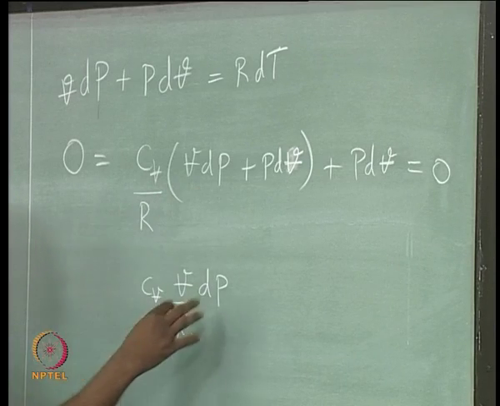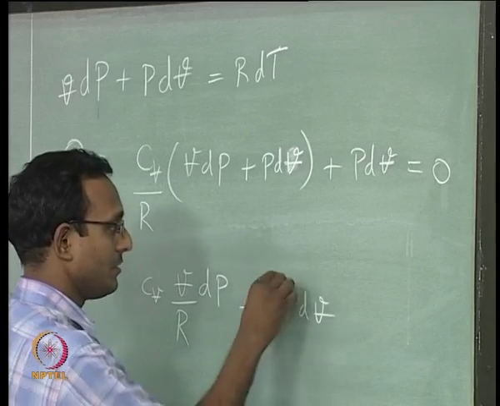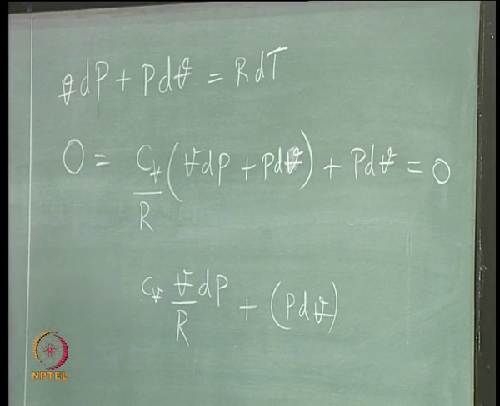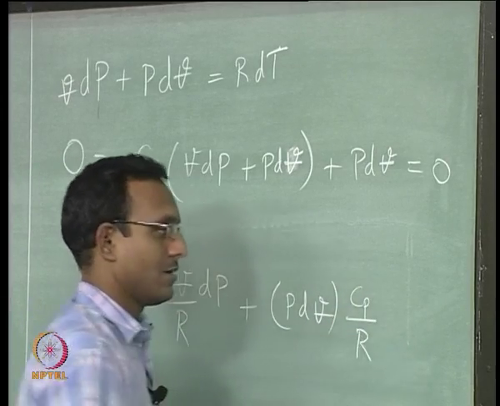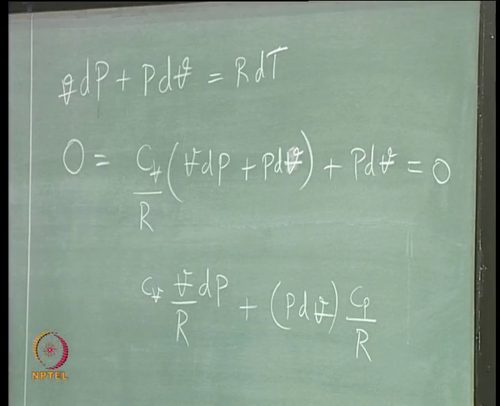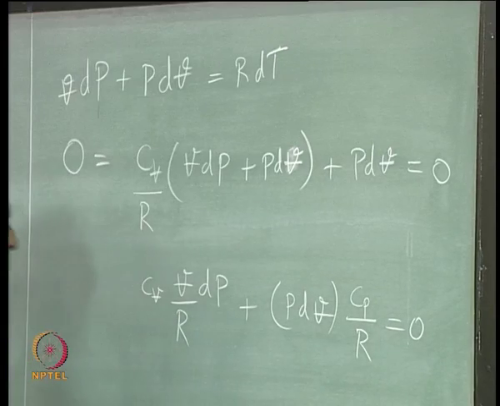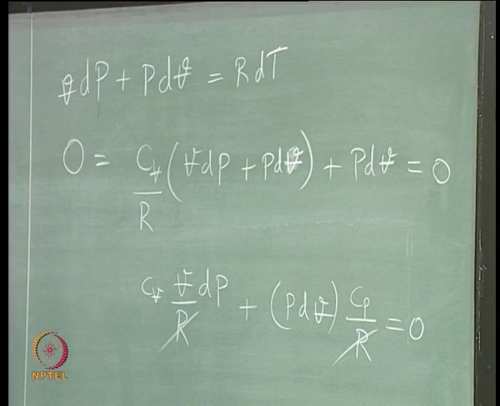Cv V dP by R plus P dV multiplied by 1 plus Cv by R, which is what? 1 plus Cv by R will become Cp by R. I hope you know this, it should not be that difficult to go. And this is equal to 0. Now, look at it, R will never be 0. I can remove this, right? Multiply by R should not change the expression. So, this is the final form I have.